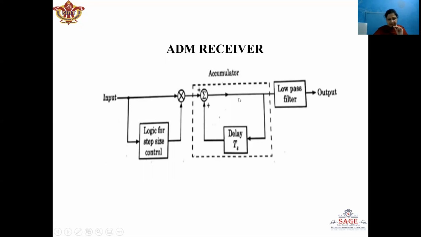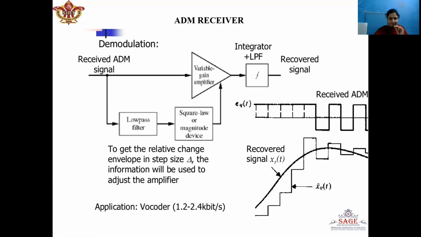This step size will be added to the previous approximated signal and will generate a present approximated signal, which will be then given to the low pass filter, and the low pass filter will remove the noise effect and we will get a smooth message signal. So here the detailed ADM receiver, this is the received ADM signal which is given to the low pass filter. See, here we have explained the working of the ADM receiver.